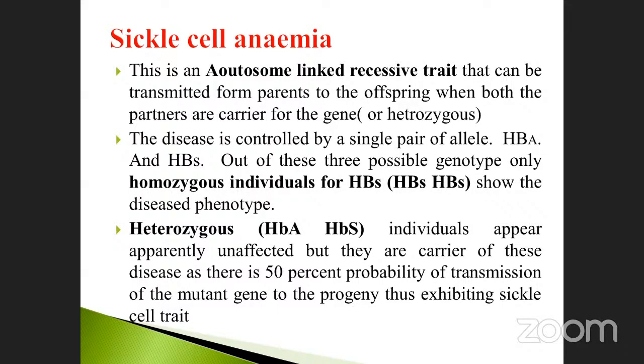HPS, HPS: this is homozygous nature. See that? Homozygous. This one is heterozygous. What does that mean? HPA is also present, HPS is also present. That condition is called heterozygous. Okay. What happened here? Think it. If it is a heterozygous individual, they appear apparently unaffected, but they are carriers of this disease, as there is 50% probability of transmission of the mutant gene to the progeny, thus exhibiting sickle cell trait.